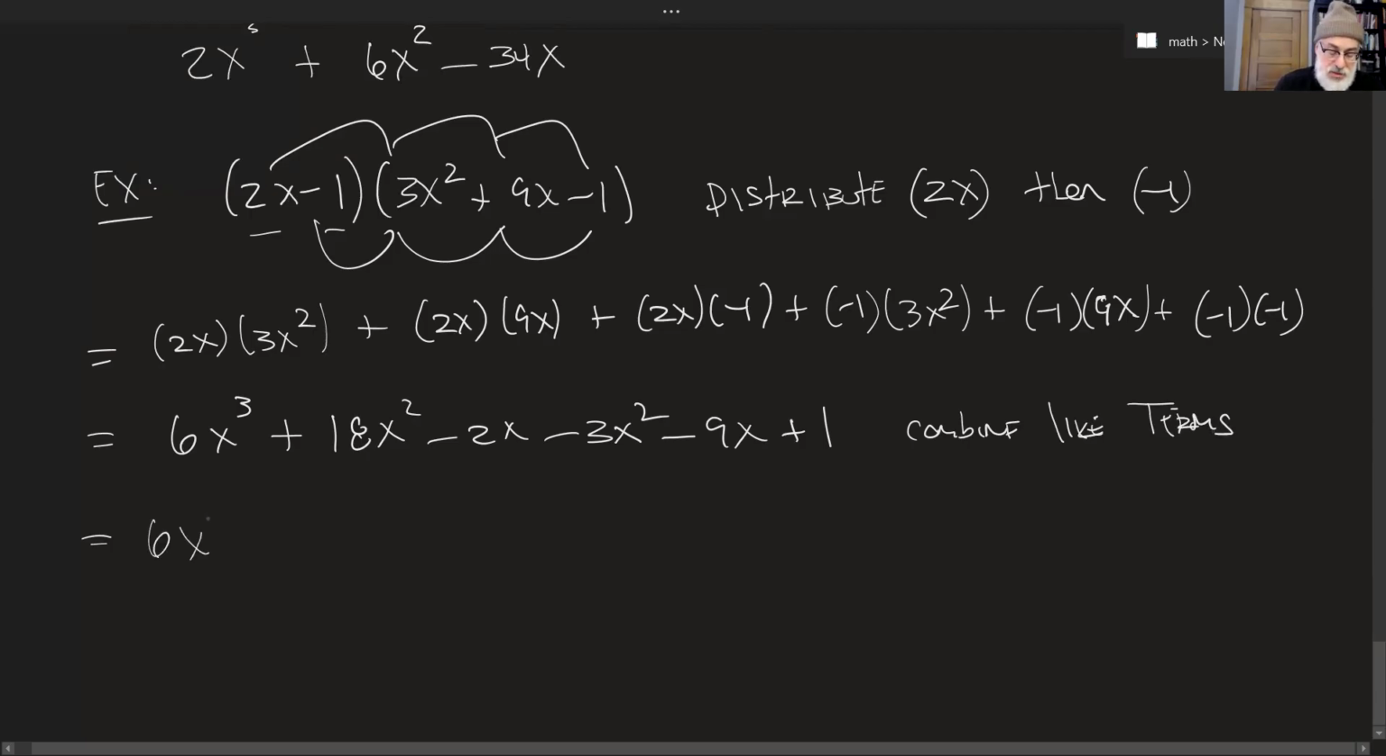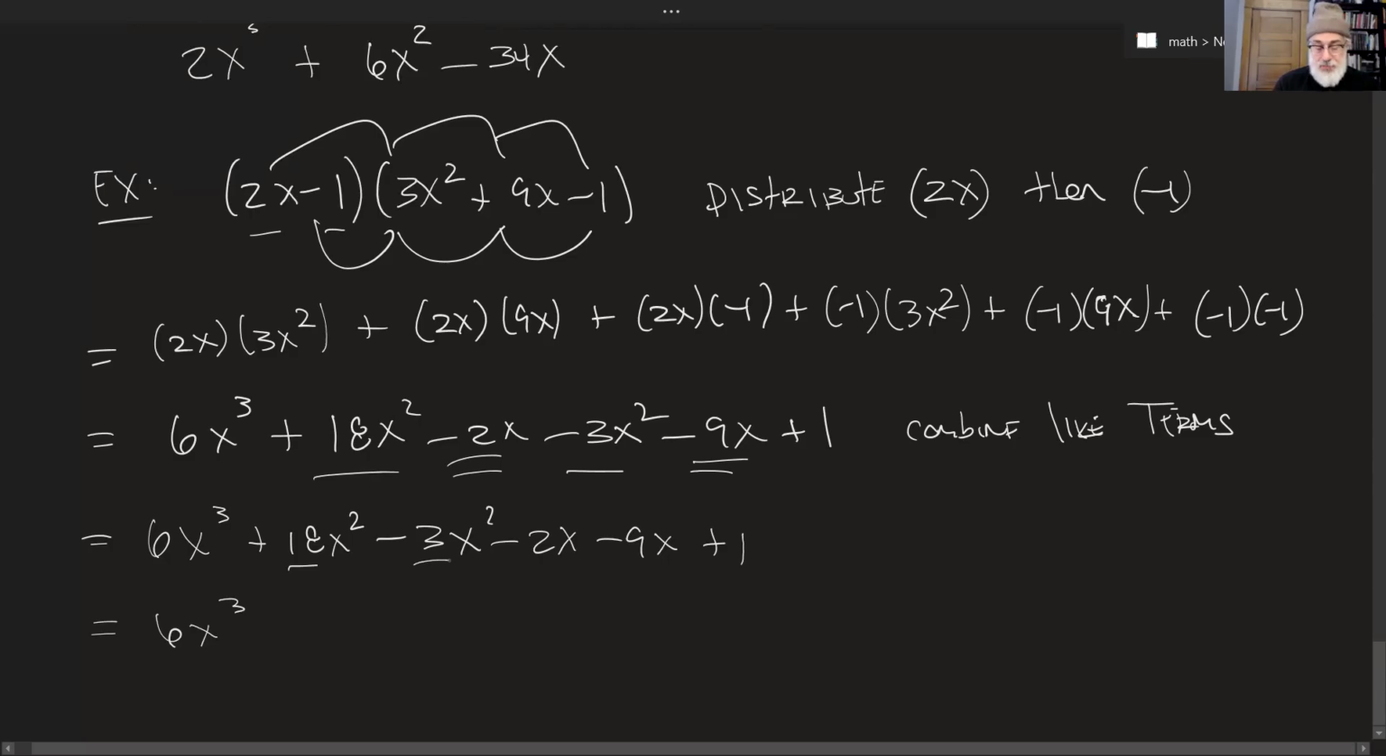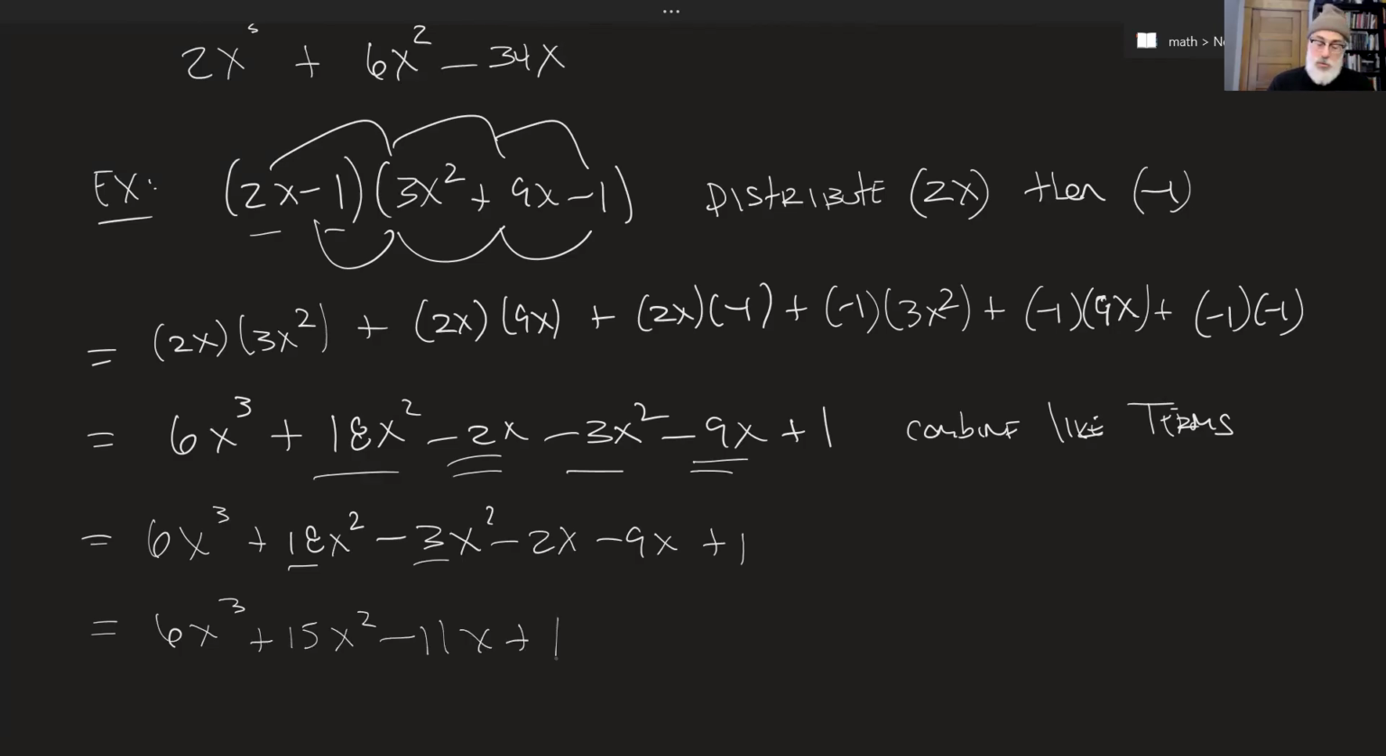So we have a 6x cubed. Here we have 2x squared terms, so I'll put those together. We have 2x terms. I'll put those together, and then we have one constant. So 6x cubed is by itself, and we have 18 minus 3, so that's positive 15x squared. -2 minus 9 is the same as -11x plus 1. Okay, so that's how we multiply two polynomials.